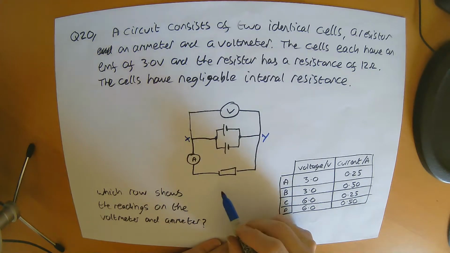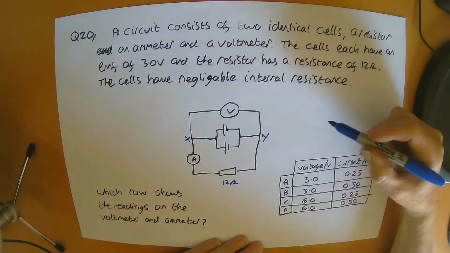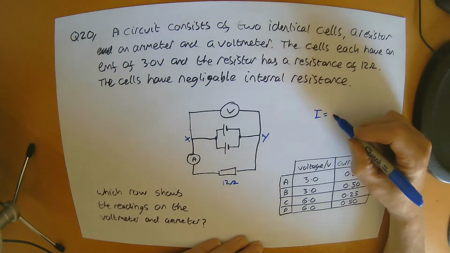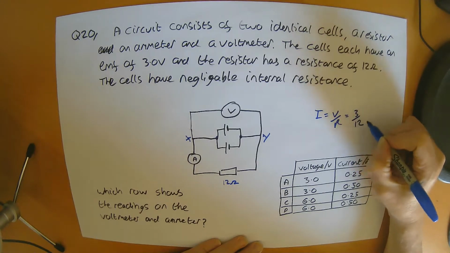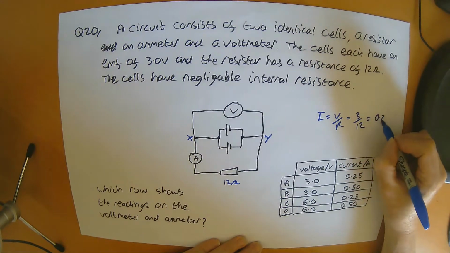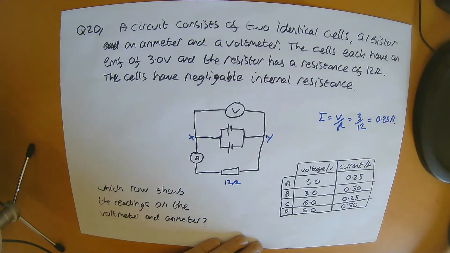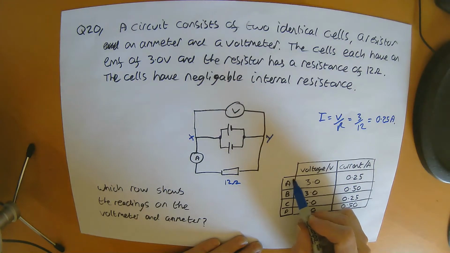And then really we just have to apply Ohm's law. We know that this is 12 ohms and we know that this is 3 volts, and so we can work out the current. I equals V over R, which is 3 over 12, which is 0.25 amps. 3 volts, 0.25 amps, no, 25 amps. The answer is A.